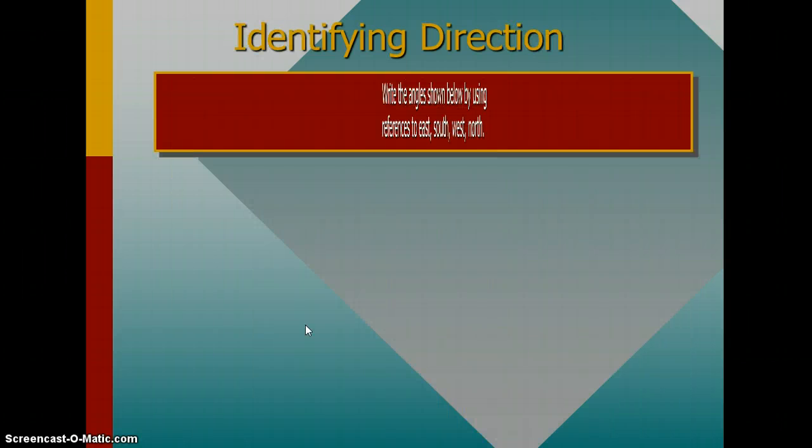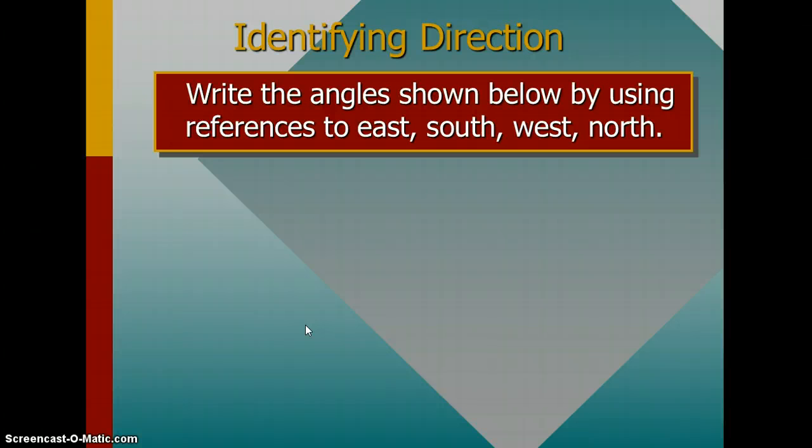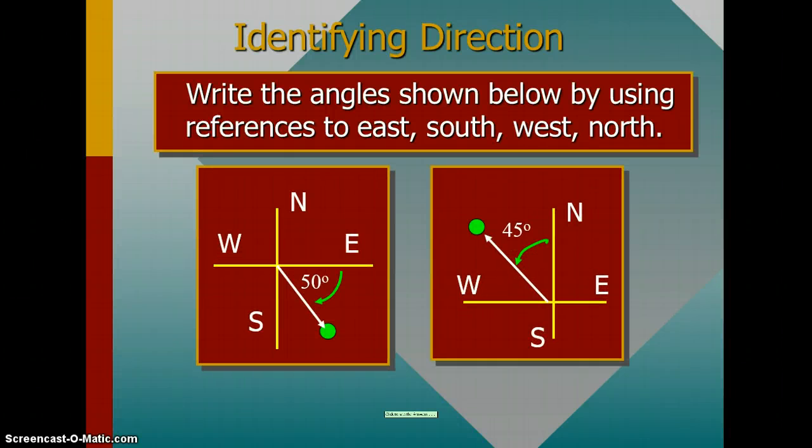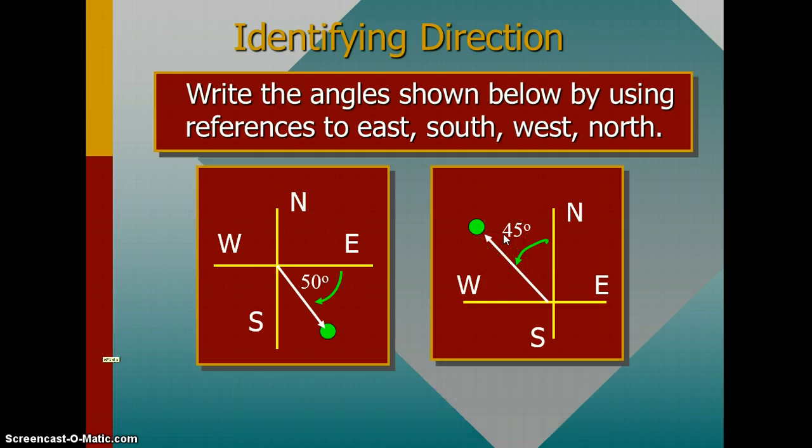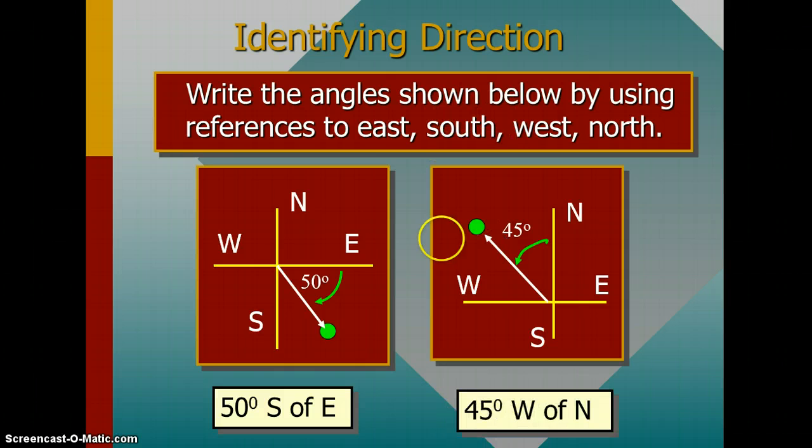All right, you guys? Now, write the angles shown below by using reference to east, south, west, and north. So, in this case, we're traveling southeast, 50 degrees. And we're traveling here northwest 45 degrees. So we're going to see the answers. This is 50 degrees southeast, like we said before, and 45 degrees northwest. All right, you guys? Okay.